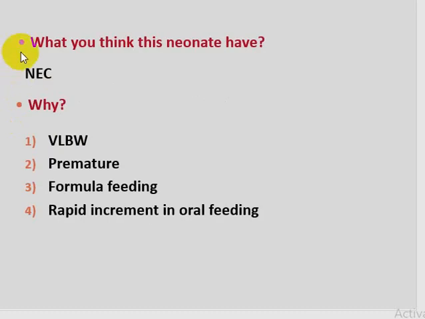From history and examination, we can conclude that the diagnosis is necrotizing enterocolitis, and from history there are many predisposing factors for this problem, like very low birth weight. The birth weight was below 1.5 kg. She was born at 34 weeks of gestation, which means she is premature. She started preterm formula at 30 ml per feed, and this was a rapid increment in her oral feeding.